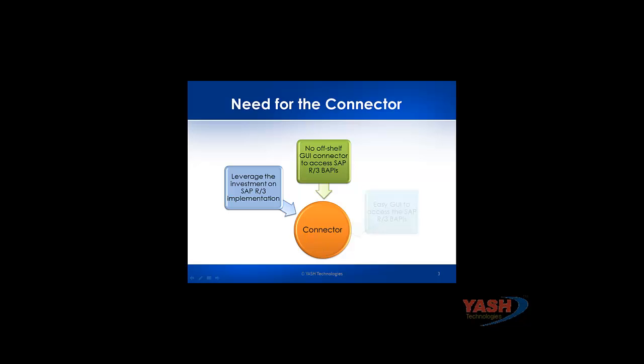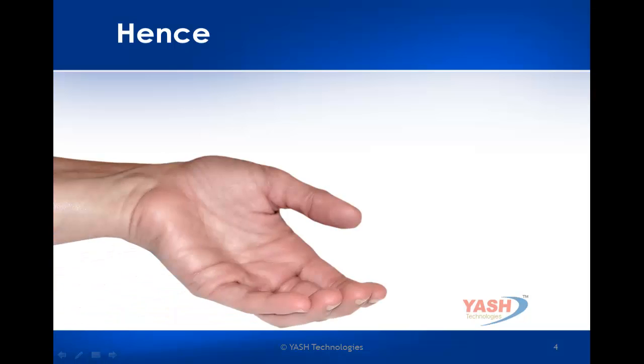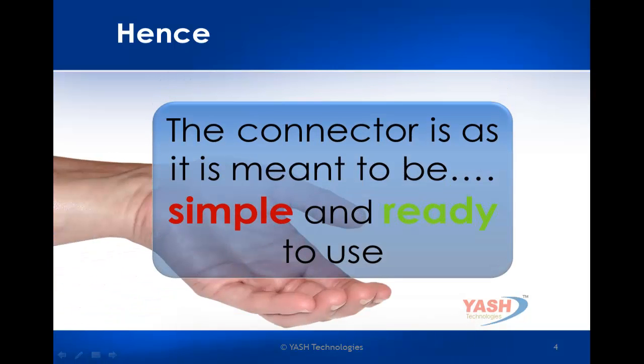To access SAP R3 using third-party tools like Actuate or Eclipse BIRT, we need a connector which can seamlessly integrate the two and provide an easy-to-use graphical user interface for data retrieval and data visualization. Now, with the help of the connector, you can easily access the SAP R3 data to get the business answers you need. Hence, the connector is, as it is meant to be, simple and ready to use.